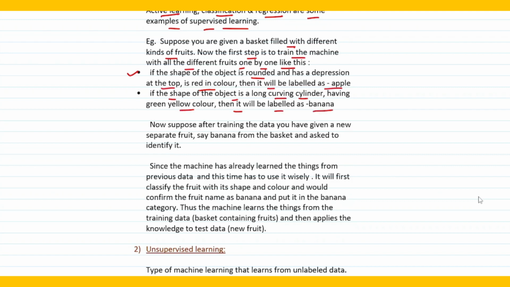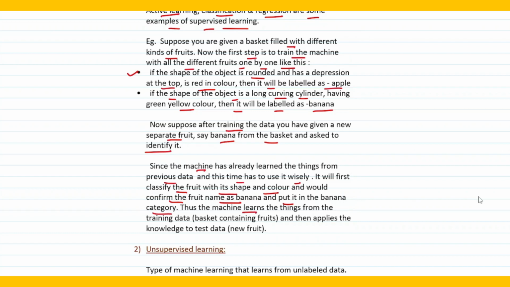So there are two fruits in the basket, and that is being described. Now suppose after training, you are given a new separate fruit, say a banana from the basket, and asked to identify it. Since the machine has already learned from the previous data and this time has to use it wisely, it will first classify the fruit by its shape and color, confirm the fruit as banana, and put it in the banana category, right? That's what labeled data is all about. Once you categorize that, you are able to put it under the banana category.